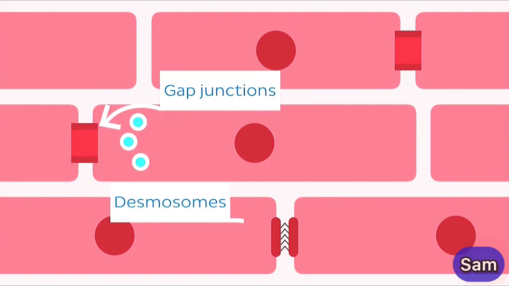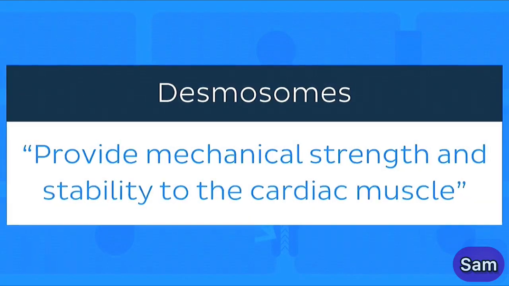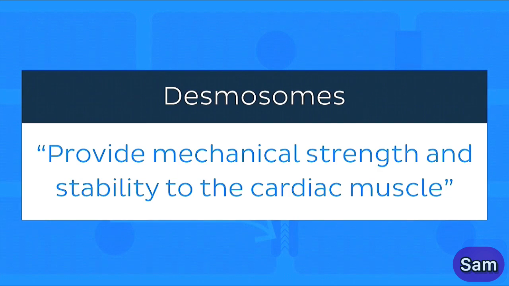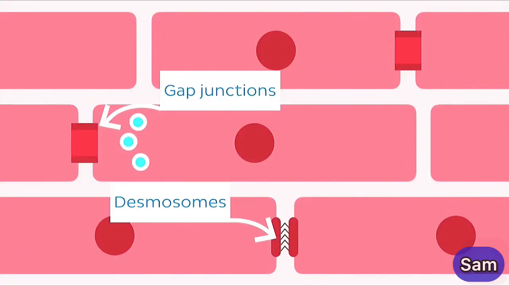Intercalated discs also contain desmosomes, which are intercellular junctions that form strong adhesive bonds between the cells. They function to bind or adhere the cardiac muscle cells to one another, preventing them from pulling apart as a result of repeated contractions. So it's worth remembering that intercalated discs and their desmosomes have an important role of providing mechanical strength and stability to the cardiac muscle, as to maintain its integrity when it's subjected to mechanical stress.